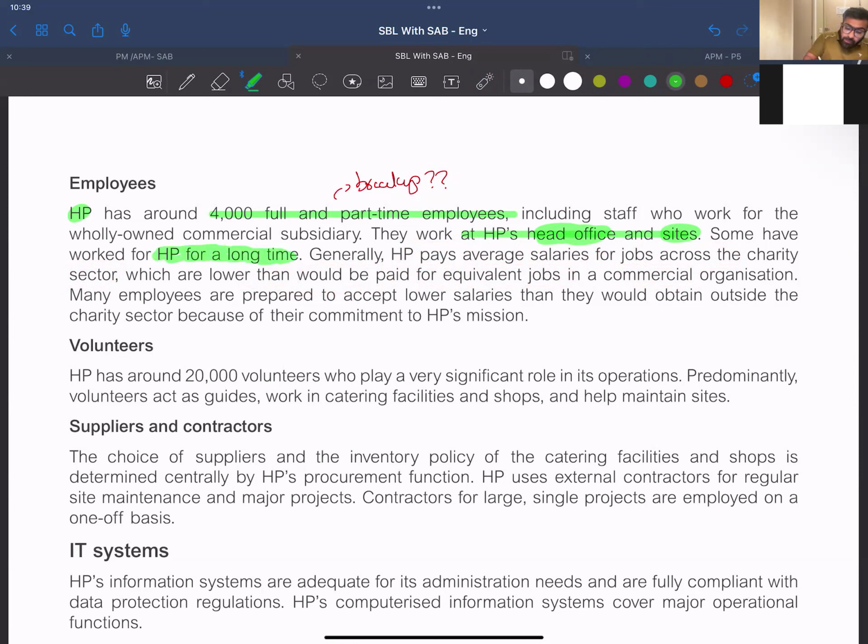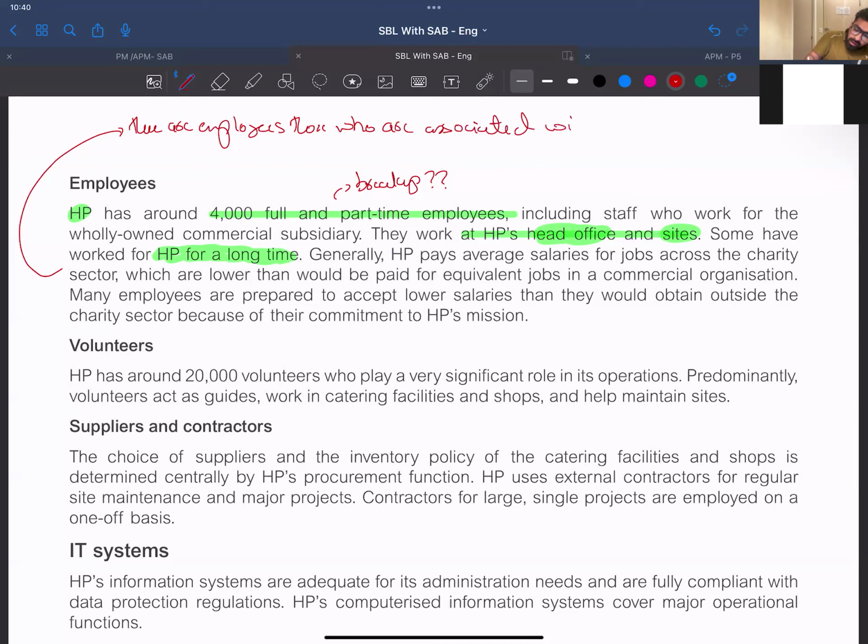So there are employees who are associated with us for a long term. Generally, HP pays average salaries for jobs across the charity sector. So we pay salaries as well, right? We pay salaries to the employees.